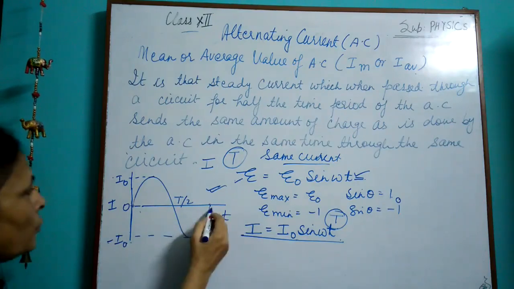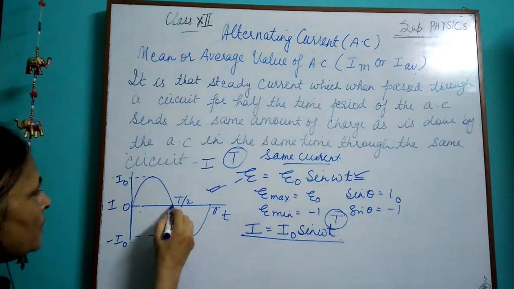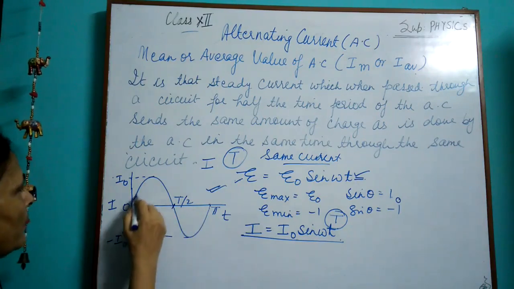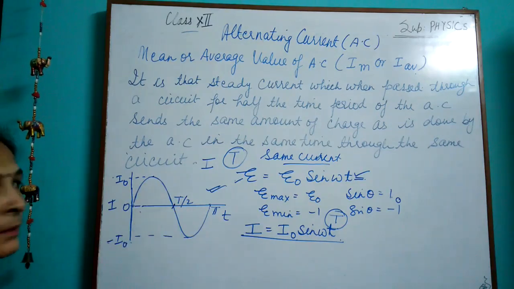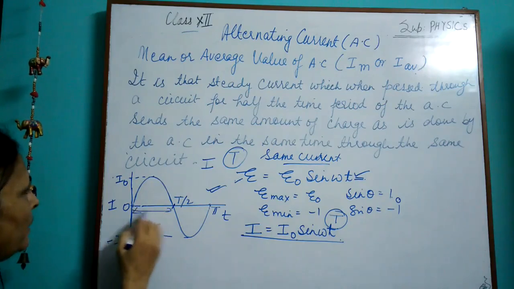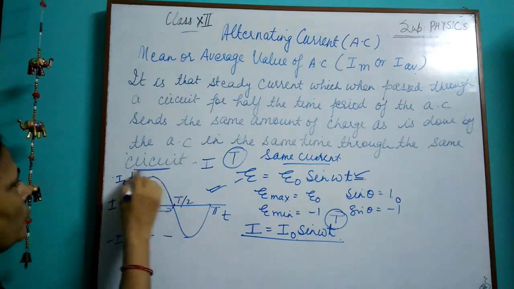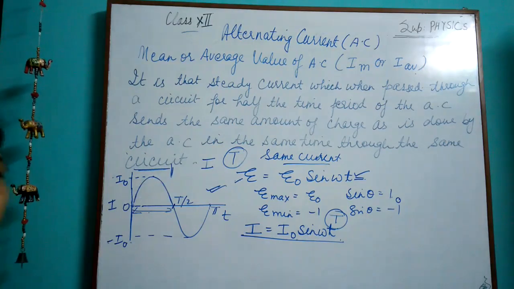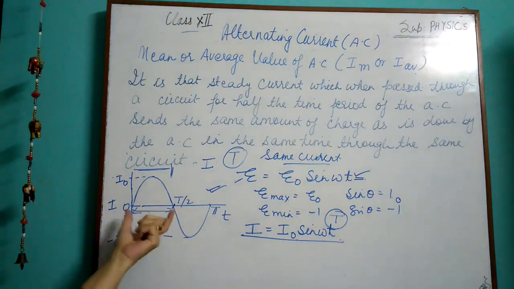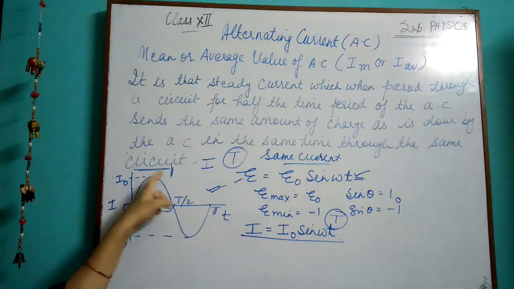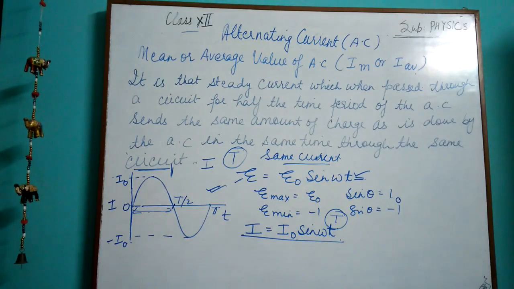You can see the total time period will be up till here. So this is half the time period. So the number of charges which are moving in half the time period, if they are variable, if in place of this, I want steady current to flow, I want steady, means same current to flow in this time interval, then that value will be known as mean or average value. Clear?